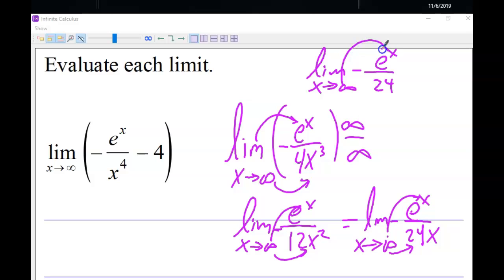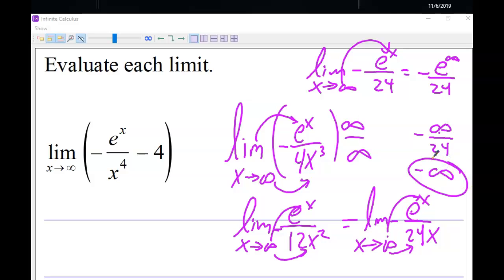Watch what happens. I plug this in, and I end up with negative e to the infinity over 24. As you guys already know, e to the infinity is infinity. So now I've got negative infinity over 24. And it doesn't matter what you divide infinity by, it's still going to be infinity. So the final answer is negative infinity. So final answer, this limit goes to negative infinity.